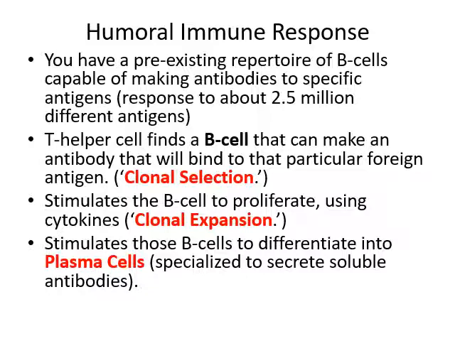All right, so a T helper cell has just been presented with a foreign antigen from the antigen presenting cell. It then goes and finds a B cell that can make an antibody that will bind to that particular foreign antigen. That's called clonal selection. It stimulates that B cell to divide and multiply, or proliferate. That's called clonal expansion. And now we have a whole army of that B cell that can make antibodies that can destroy that foreign invader. And these B cells differentiate into a type of cell called a plasma cell, which is specially designed to release these antibodies.